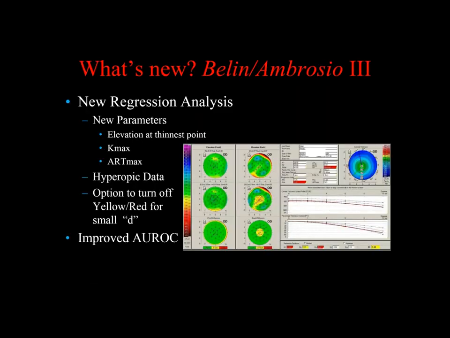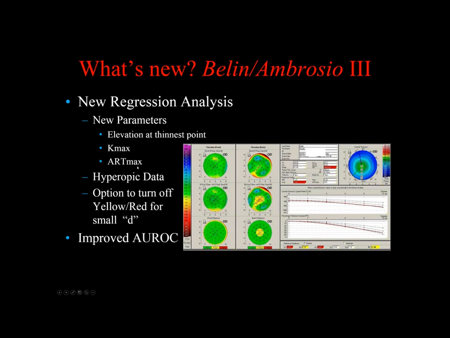The third release, which is the current release, added a number of new parameters. We went from 5 to actually 9 parameters in the regression analysis. We still only show you 5 parameters down. There wasn't room, but we actually have 9 parameters that we use in the regression analysis. We added elevation at the thinnest point, Kmax, a thing called ART, which is Ambrosio relational thickness.